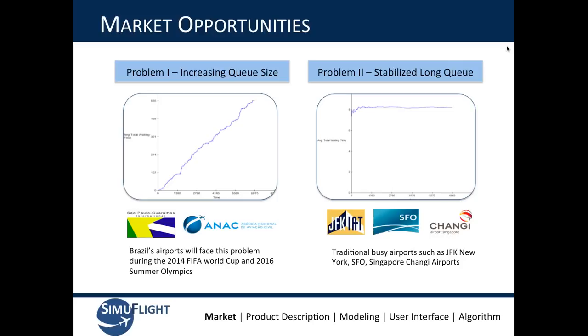Second, there is stabilized long queue problem, which is more prominent in the traditionally busy airport such as JFK, San Francisco, and other international airports. As we can see, the demand for airport efficiency enhancement is huge. And now we would like to introduce our product.